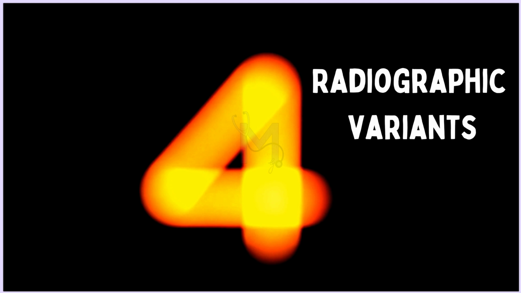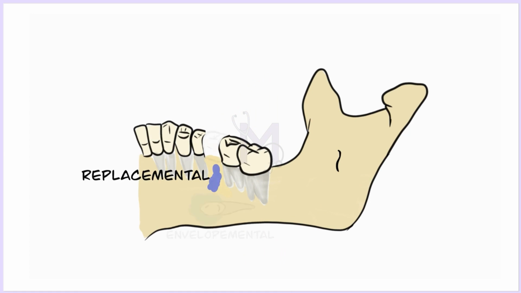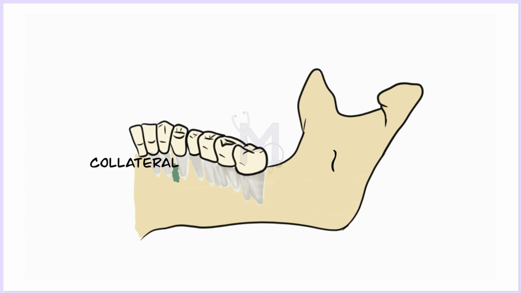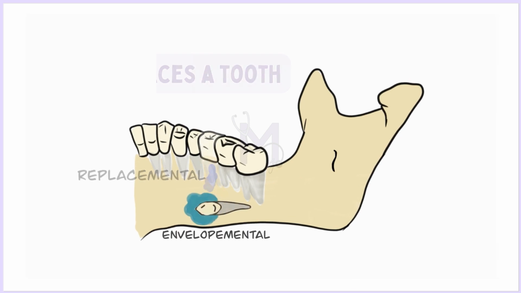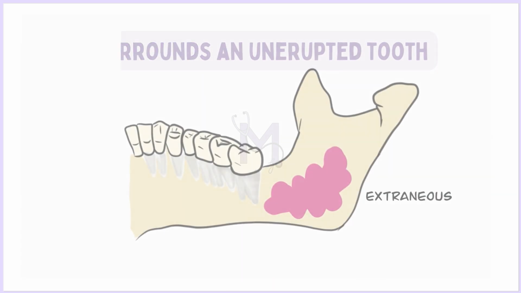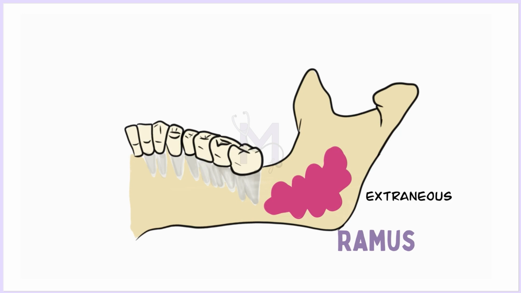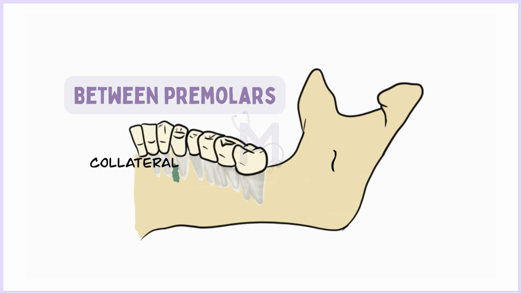It has 4 radiographic variants, which were given by Main in 1970. They are replacemental, envelopmental, extraneous, and collateral variants. While the replacemental type is when the OKC replaces a tooth, the envelopmental variety surrounds an unerupted tooth. Extraneous OKC is present in a region away from the teeth near the ramus of the mandible, and collateral OKC is present between roots of 2 teeth, mostly the premolars.